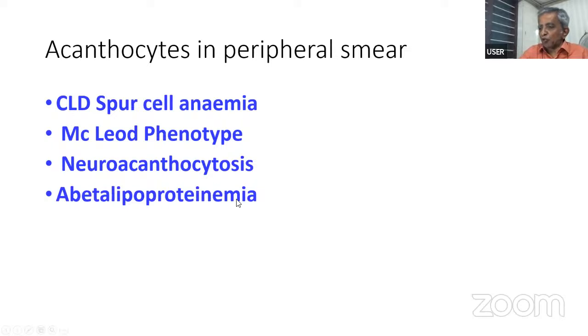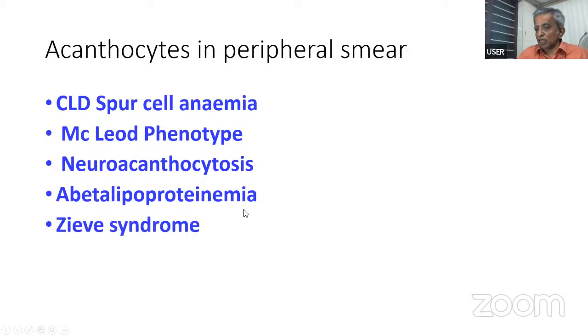Similarly, in abetalipoproteinemia, you can have acanthocytes along with malabsorption of fat, vitamin E deficiency, cerebellar disorder, and retinitis pigmentosa. So whenever there is a cerebellar disorder or posterior column problem in combination with retinitis pigmentosa, always look for vitamin E level as well as acanthocytes. It may be a case of abetalipoproteinemia.